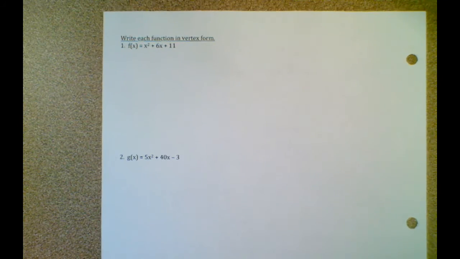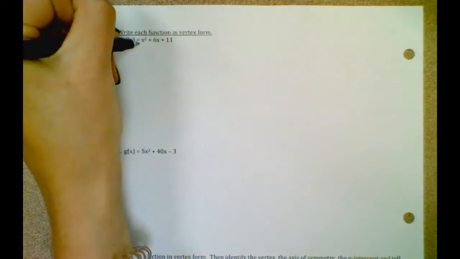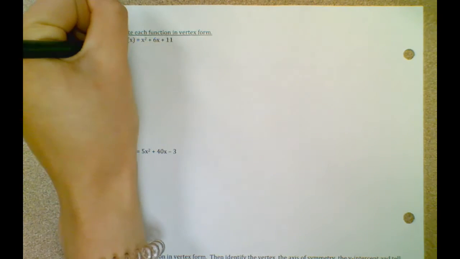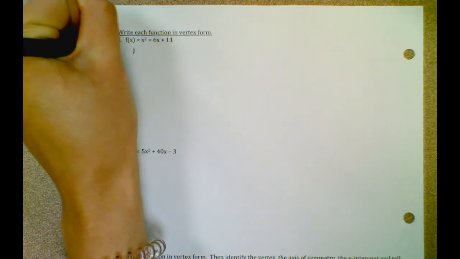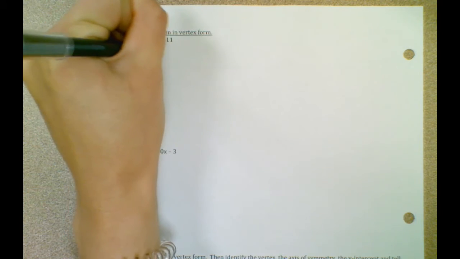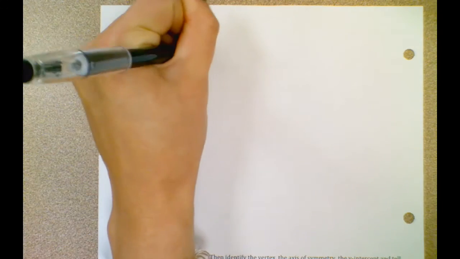Number 1 says write each function in vertex form. Remember, your first step is to take out the leading coefficient from the quadratic and the linear term. So here's my quadratic and linear term. My leading coefficient is just a 1, so I'm going to take out a 1 here. I have f of x equals, and I'm left with x squared plus 6x. I'm going to leave a little blank, plus 11.